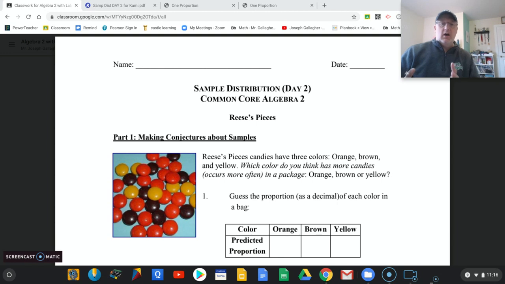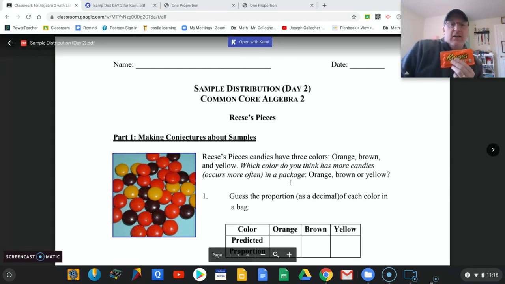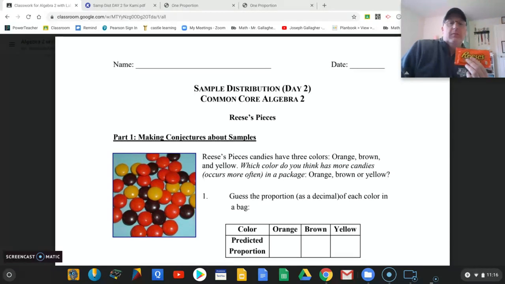Now, I took all of the M&Ms that we had yesterday and put those away, and today we're going to talk about Reese's Pieces. I'm sure you guys are familiar with these. So what you want to do is find online the worksheet talking about sample distributions day 2, and we're going to talk about Reese's Pieces, how many candies there are and everything in the bag.